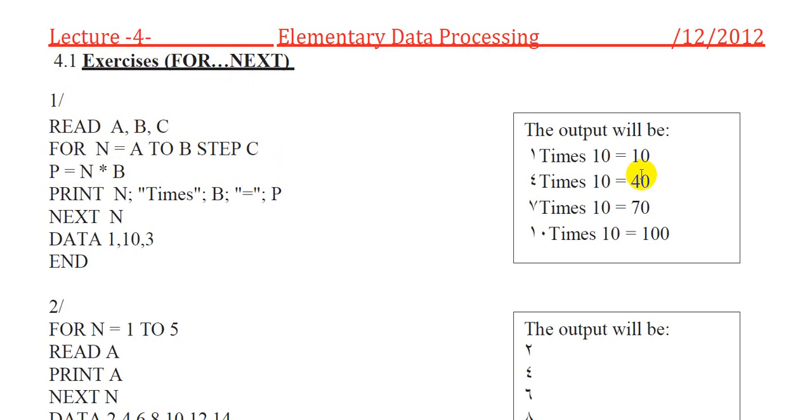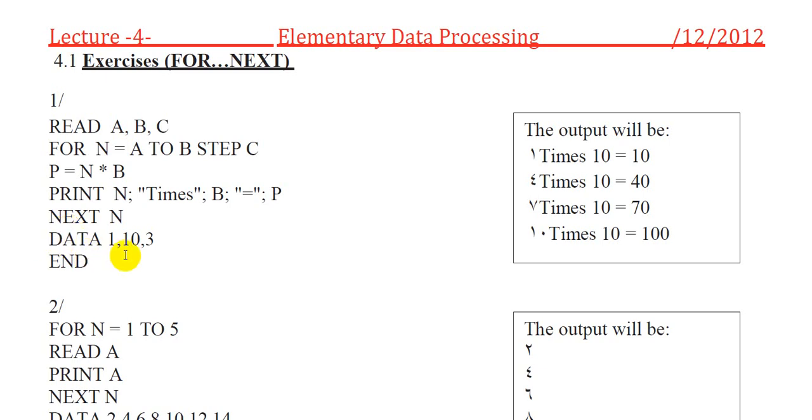The compiled figure illustrates the output form, or the way the output is going to be. For N equals A to B, step C, P equals N times B, print N, times, B, equals, P. Next N. The loop repeats N until the stipulated value is reached.